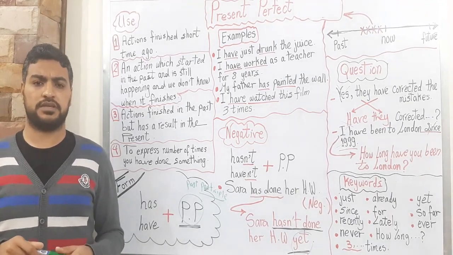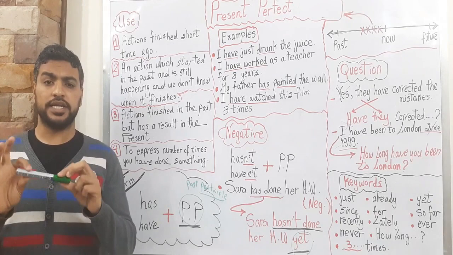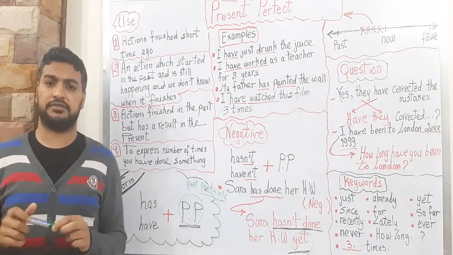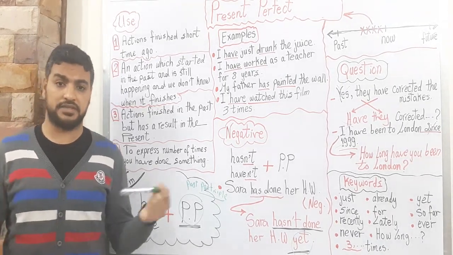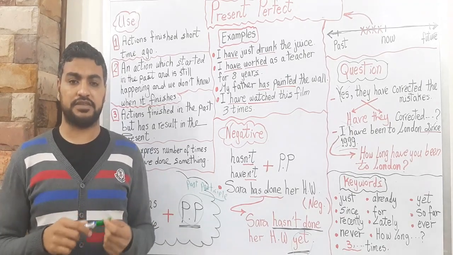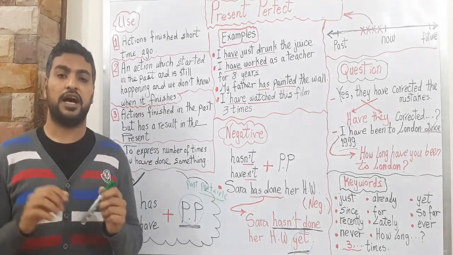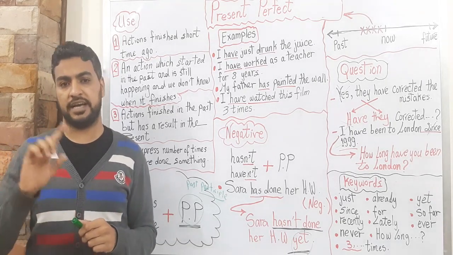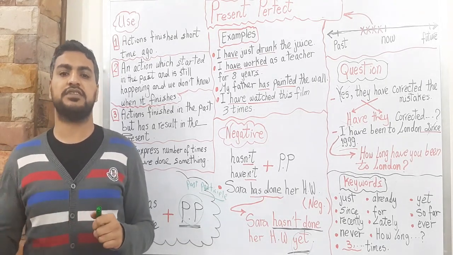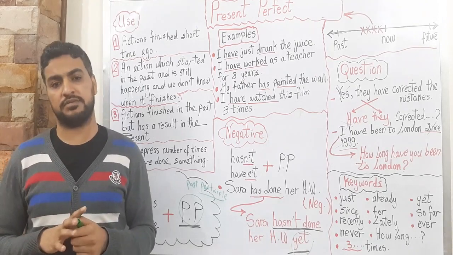the present simple. How? We only add not to has or have: hasn't or haven't plus pp. Okay, don't forget the past participle. I have drunk the juice. I haven't drunk the juice. I have done my homework. I haven't done my homework.